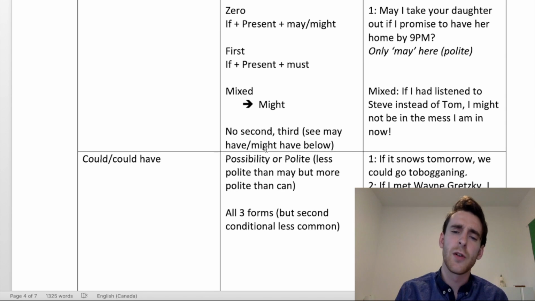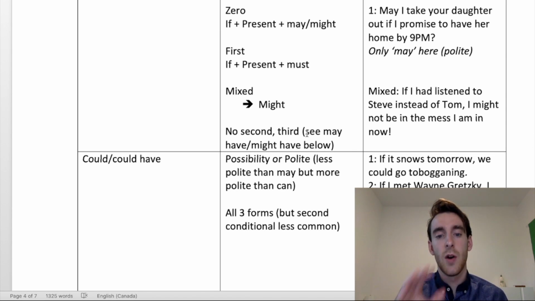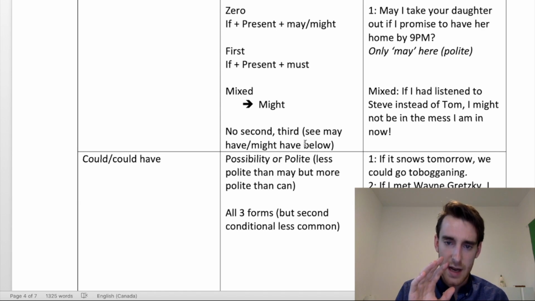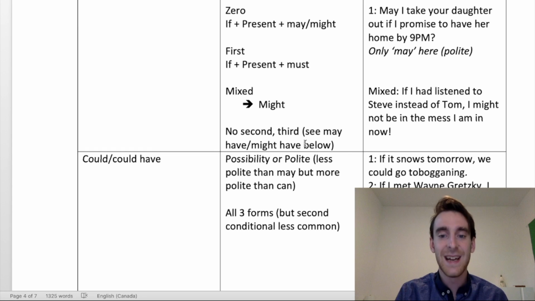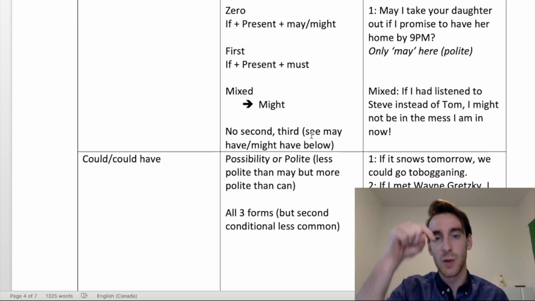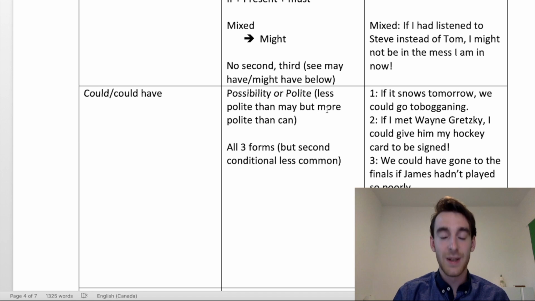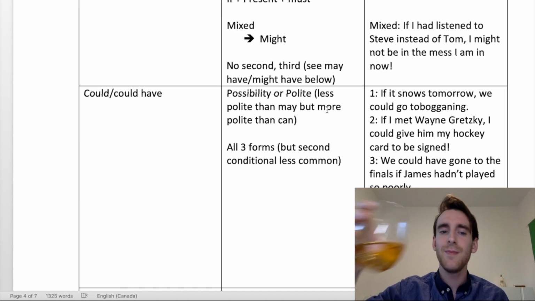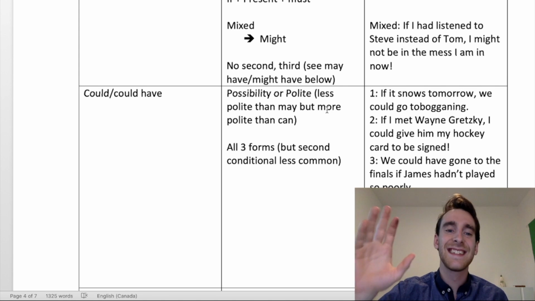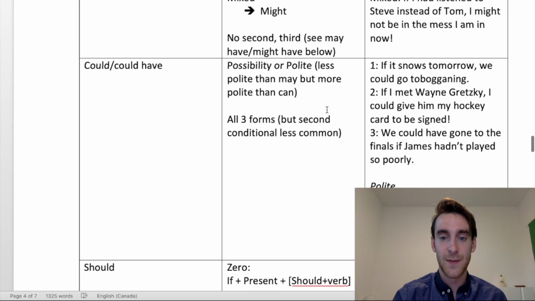So note that there are no second and third conditionals with might or may. There are with may have and might have, which we will talk about down below. But before that, let's look at could and could have.